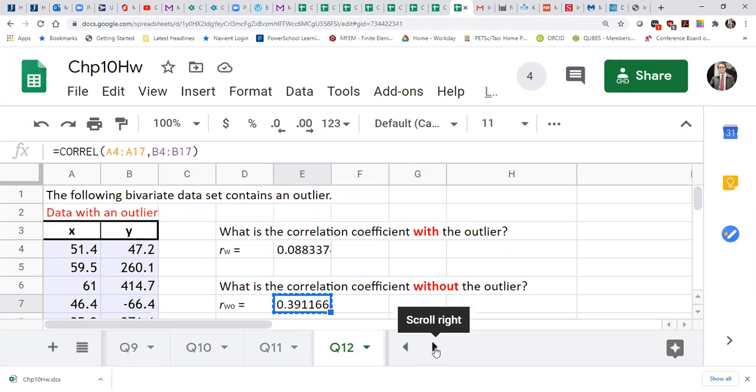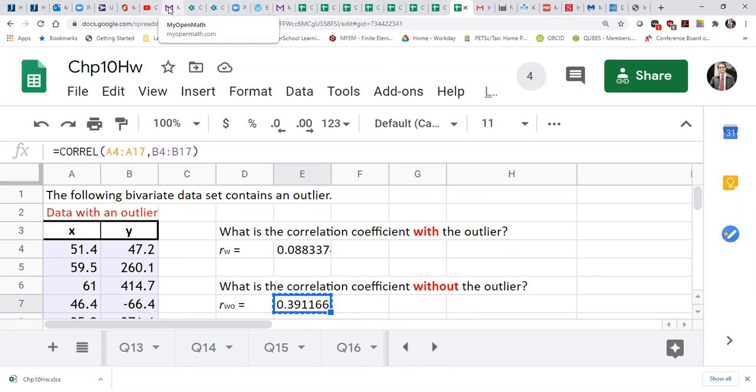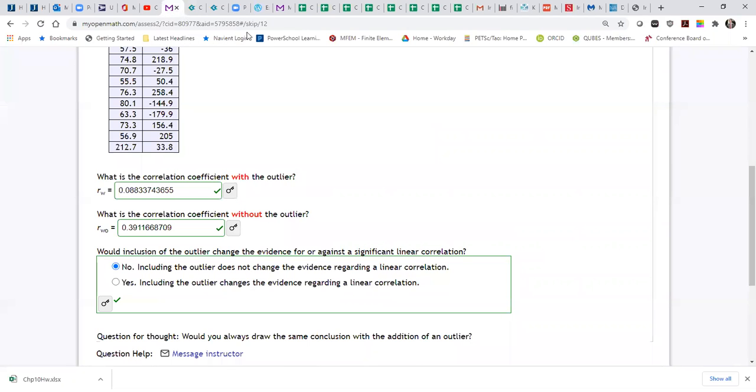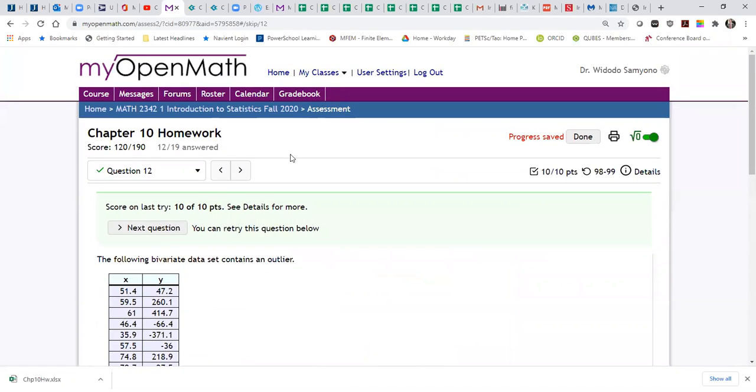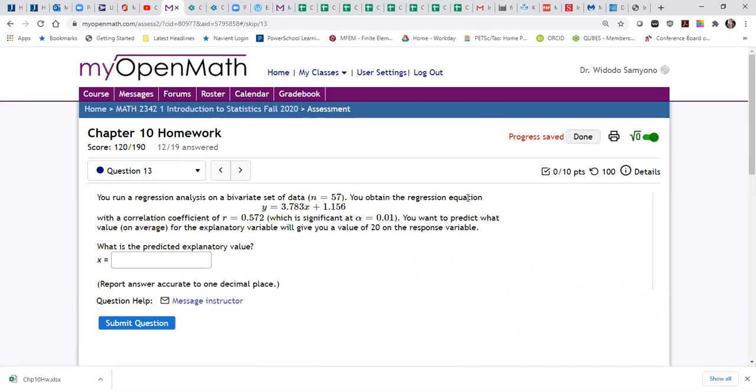Okay, let's go to number 13. It will be the same thing. I already put the formula. If you remember the algebra, you're looking for the x. In order to find the x, you subtract the b from the y and then divide by the a.